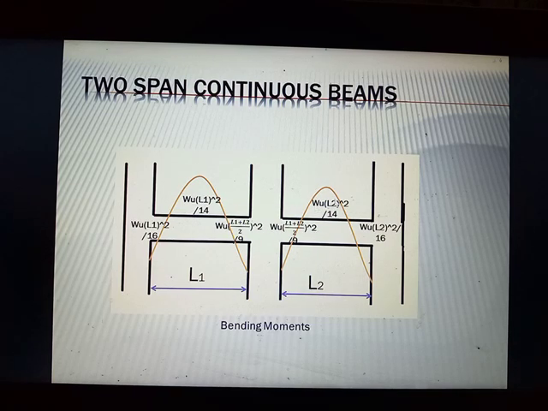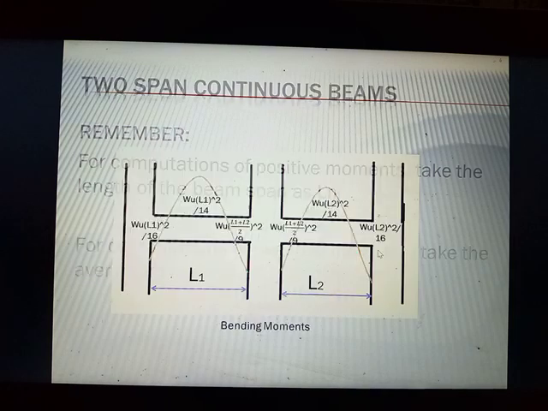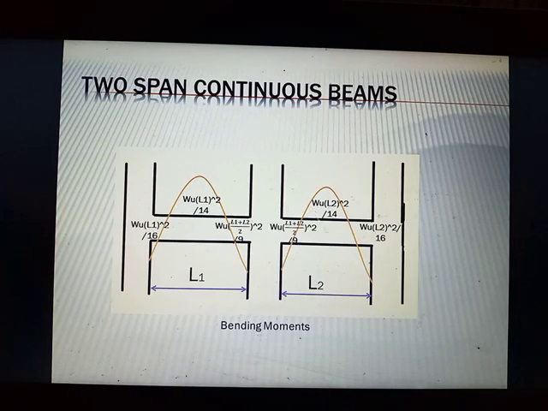And since these are positive moments and this is an exterior negative moment, you just take the length of the clear span directly. You use L2 squared over 14, also for this exterior negative moment. So I hope we understand.